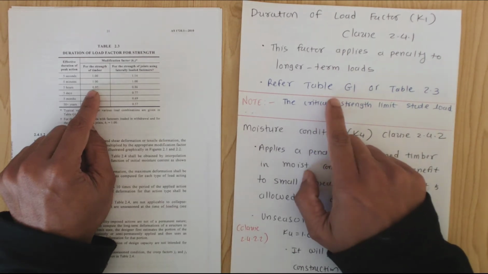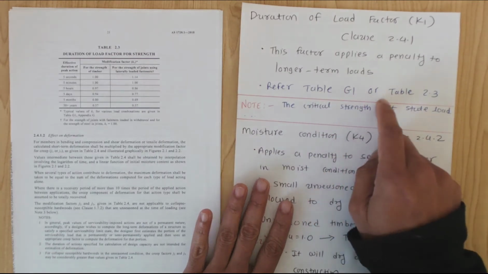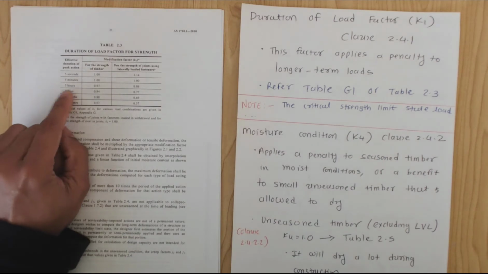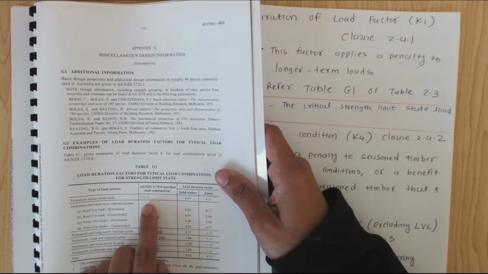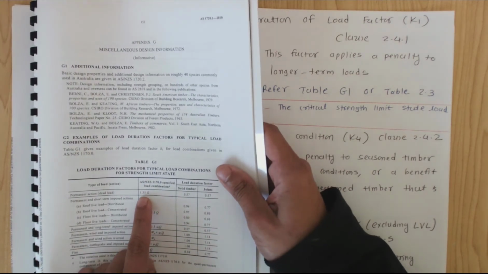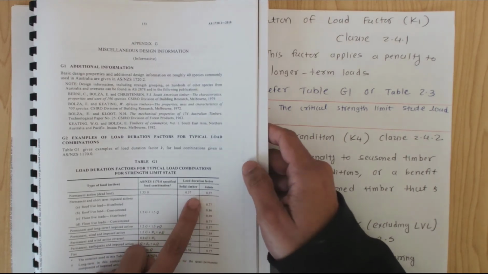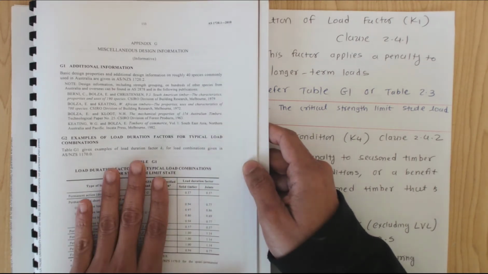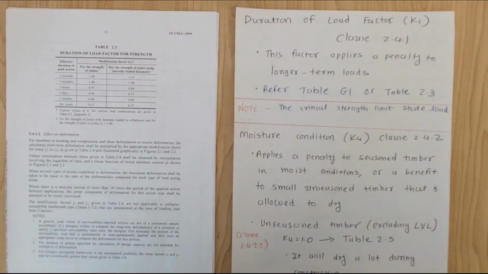Now it can be referred to either table 2.3 or table G1, which is in appendix G, which has a more detailed discussion rather than just the durations. It is based on your load combination. So if you have different load combinations, like 1.35 dead load, for solid timbers or joints, you will have these factors given here for the various scenarios. So mostly we're going to use table G1, but table 2.3 can also be used.